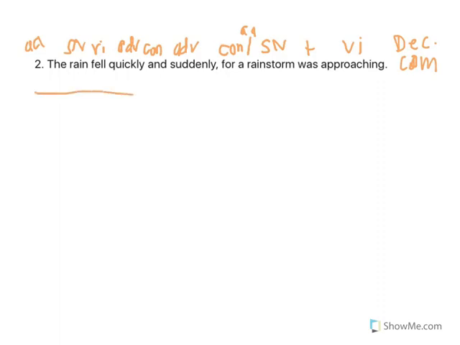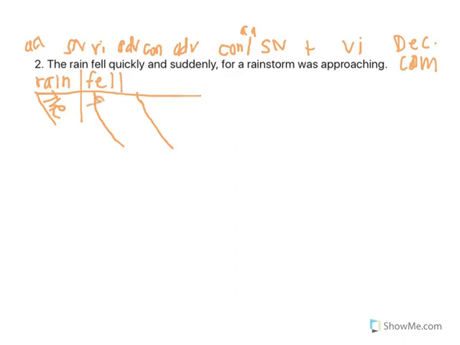So we're going to diagram this. Subject is going to be rain. The rain fell. Which rain? The rain. So the is modifying rain. It fell quickly and suddenly. So this is something we actually have not done in diagramming our modifiers. We know that quickly and suddenly, both of these adverbs are joined by this conjunction, and. The rain fell quickly and suddenly.